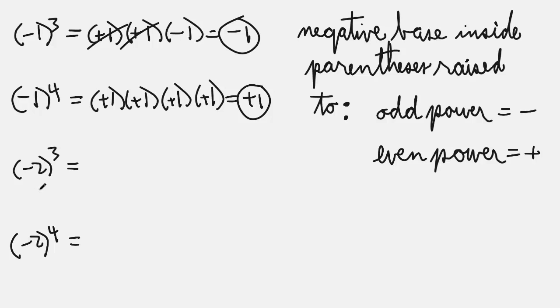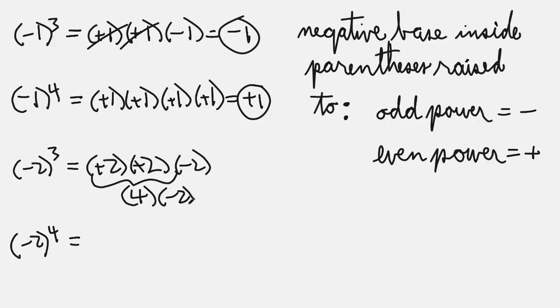Let's see if it holds for a number other than 1. Let's do negative 2 to the 3rd power. So that's going to be negative 2 times negative 2 times negative 2. Using double dagger, bam, bam. So this comes out to be 4. So the 2 times 2, that is, and then times that negative 2 here, that would be negative 8. So notice, even if it's an even number raised to an odd power, if it's a negative inside parentheses raised to an odd power, answer is negative.